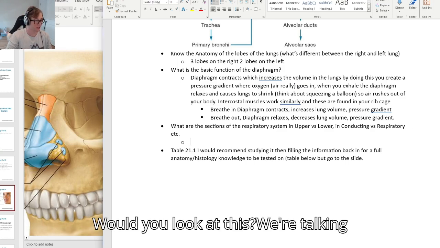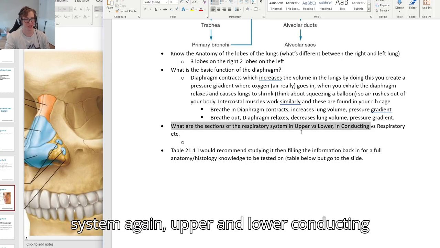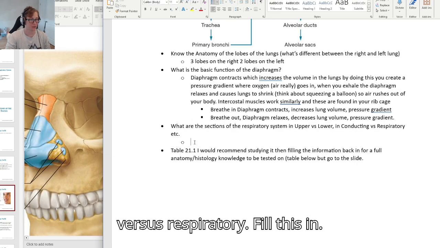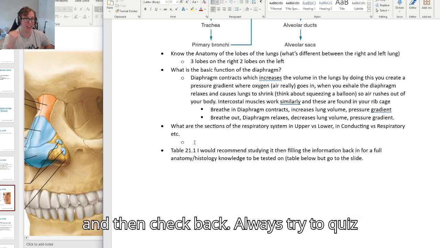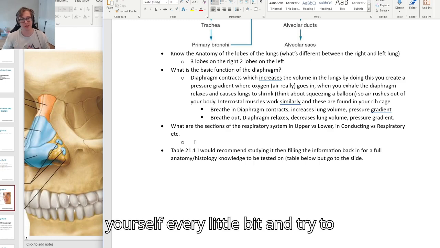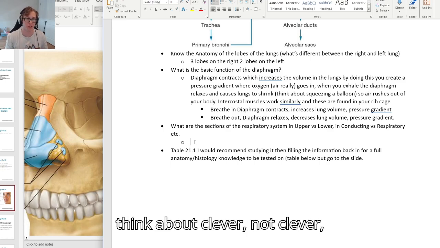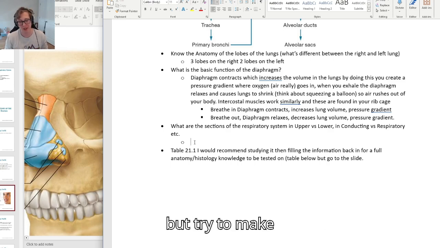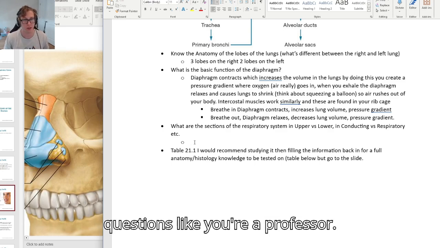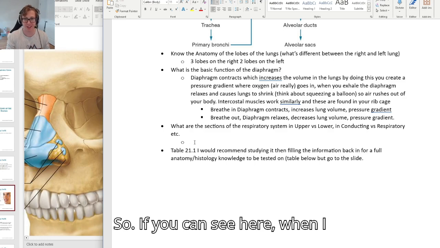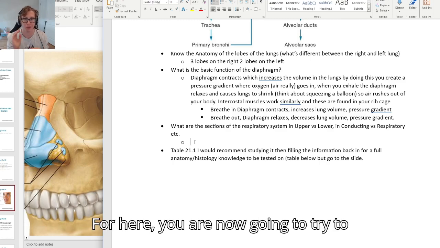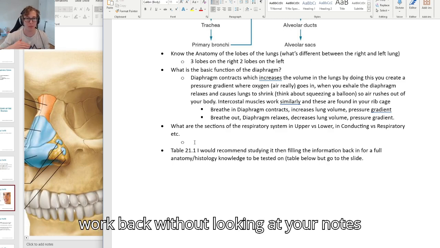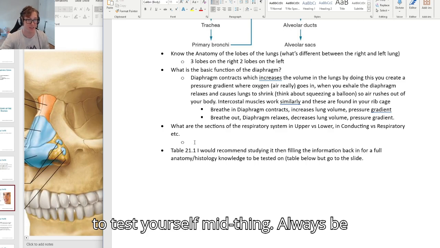Would you look at this? We're talking about the sections of the respiratory system again, upper and lower, conducting versus respiratory. Fill this in. Don't look at your notes, try your best, and then check back. Always try to quiz yourself every little bit and try to make questions like you're a professor. So if you can see here, when I talked about hiccups, it was a real life example of trying to explain something. For here, you are now going to try to work back without looking at your notes to test yourself mid-thing.